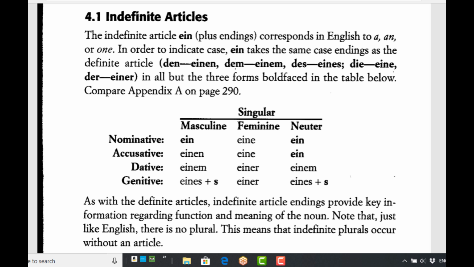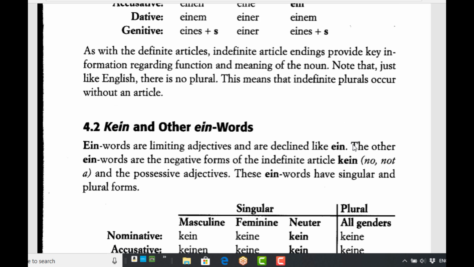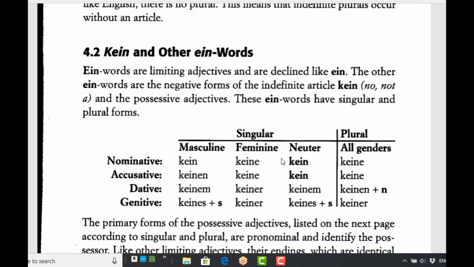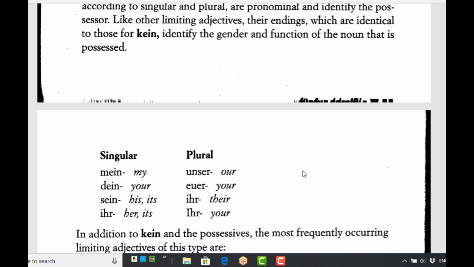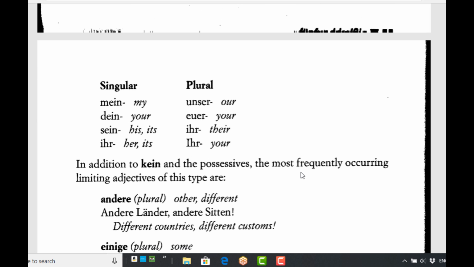Okay, so let's take a look at some of these. Kein means not a, so it's kein, keine, kein, keinen, keine, kein. Nothing new at all, so it remains the exact same thing. And then they're introducing some of the personal pronouns or possessive pronouns. My, mine. Let's read some of these. Mein, dein, sein. And these all have the same endings as the indefinite article or the definite article.